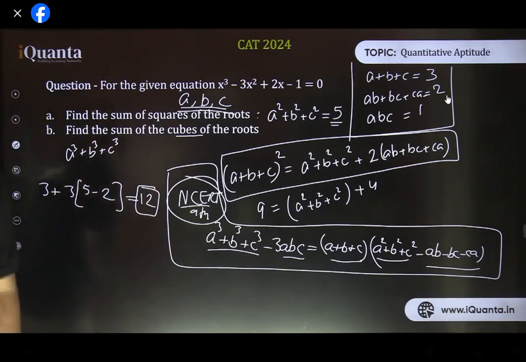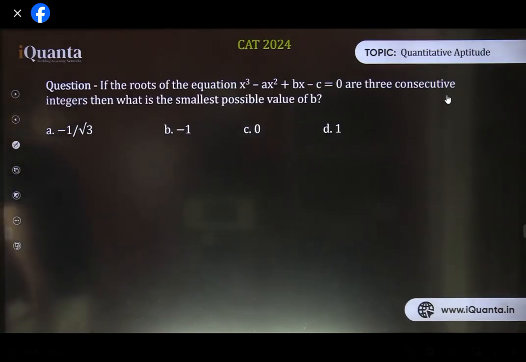Good. Okay, let's move further now. Here is the next one. If the roots of this equation are 3 consecutive integers, then what is the smallest possible value of b? Please read carefully, think logically, and simplify.